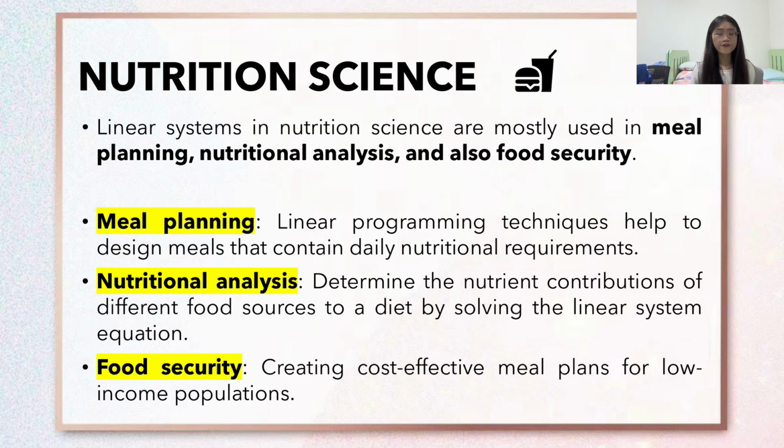Linear systems in nutrition science are mostly used in meal planning, nutritional analysis, and also food security. For meal planning, linear programming techniques help to design a meal that meets daily nutritional requirements. And nutritional analysis is to determine the nutrient contributions of different food sources to a diet by solving the linear system's equations. And in food security, it is to create a cost-effective meal plan for low-income populations.